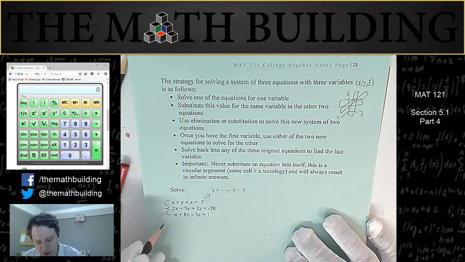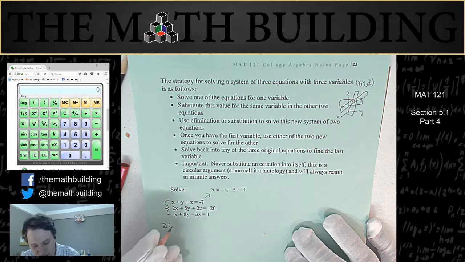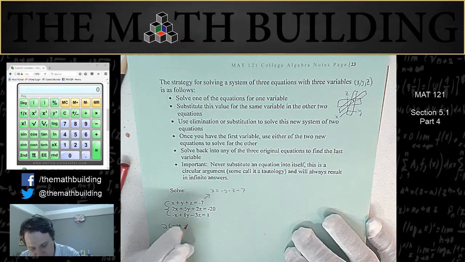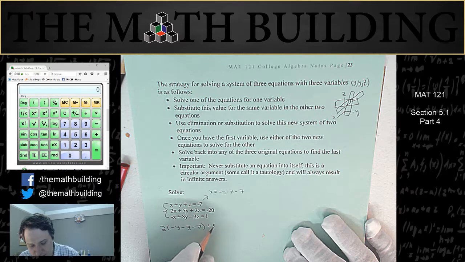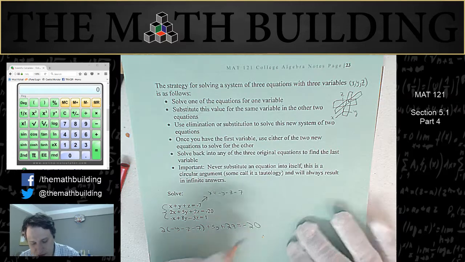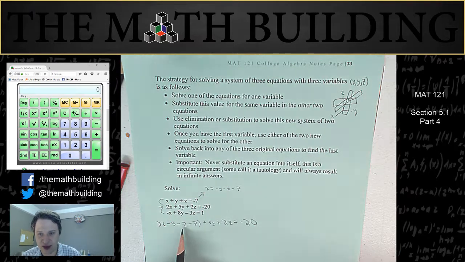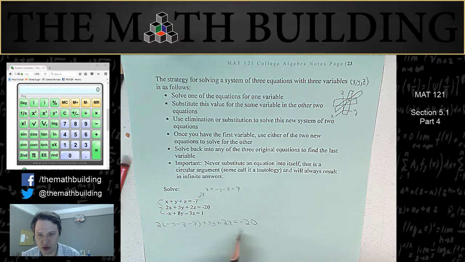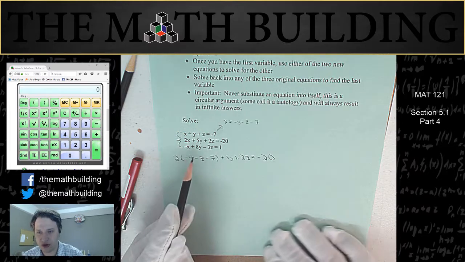So let's take the second equation, and it's 2 times x. And we know that x equals all of this. So it's 2 times (-y minus z minus 7), there's the 2x, then it's plus 5y plus 2z equals -20. All I did there was substitute this value, because it equals x, for the x right there to give me 2 times all of this, and then the rest of the equation just stays the same. Okay? Let's also do that with the third equation.